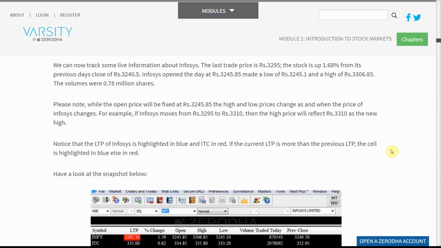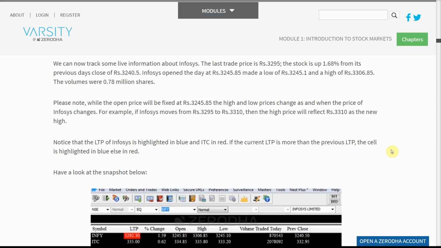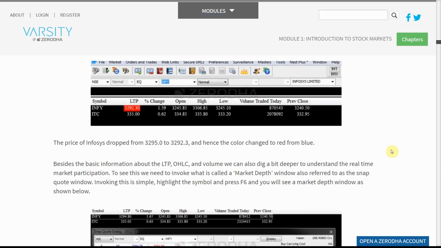Notice that the LTP of Infosys is highlighted in blue and ITC in red. If the current LTP is more than the previous LTP, the cell is highlighted in blue, else in red. Have a look at the snapshot below. The price of Infosys dropped from 3,295.0 to 3,292.3. And hence the color changed to red from blue.